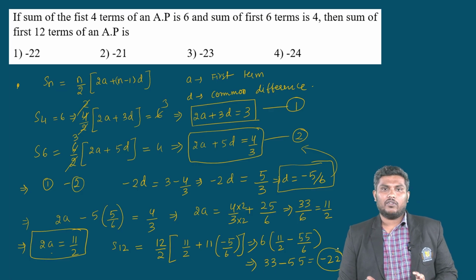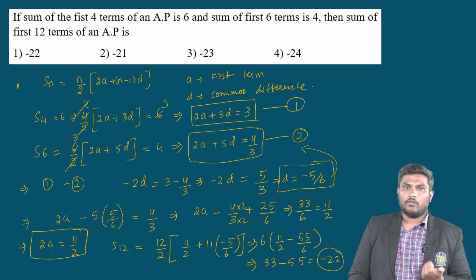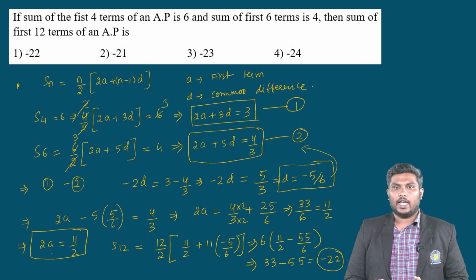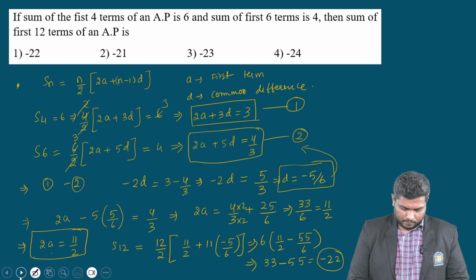Yes, this is a straightforward question from series and sequences. So if you know the basic formula of what is the first term, what is the common difference, and the sum to n terms of an AP, you could easily solve this question in very little time. Okay, let us move on to the next question.